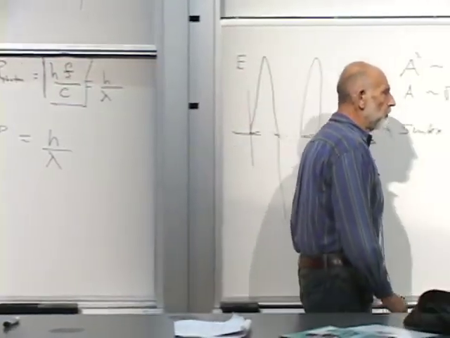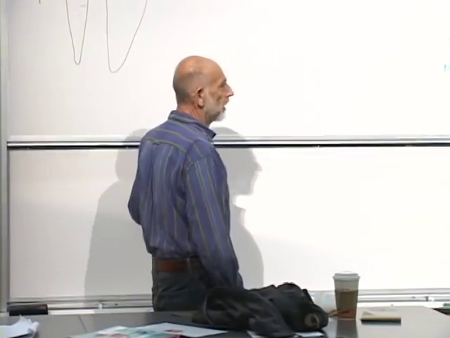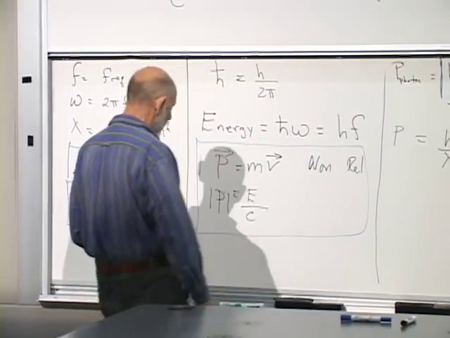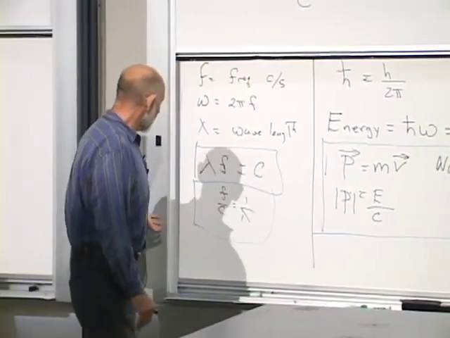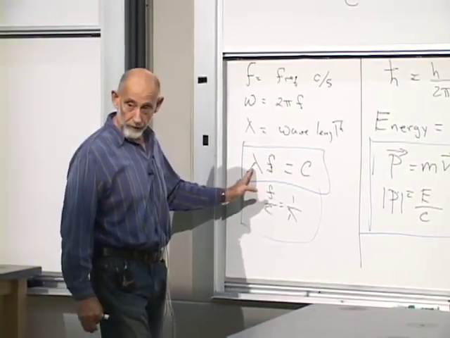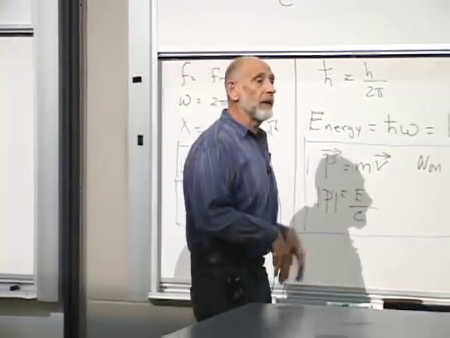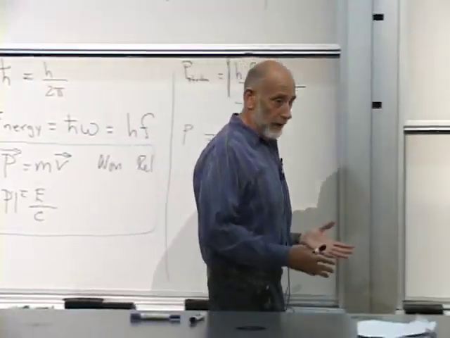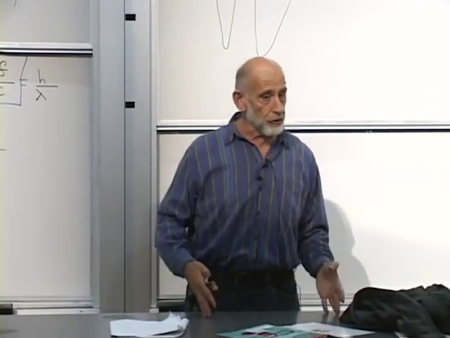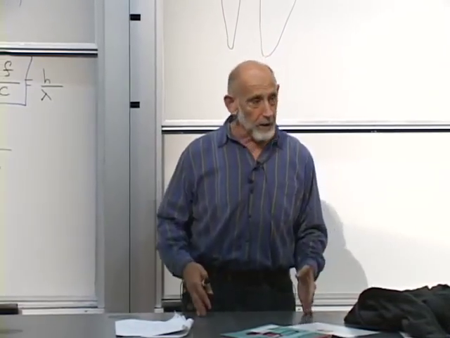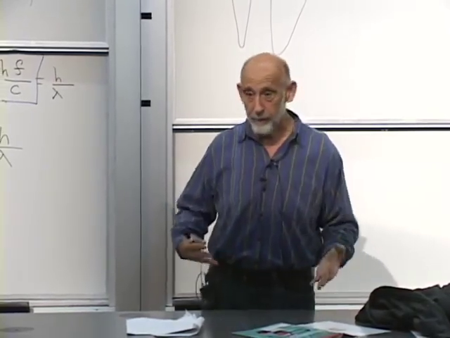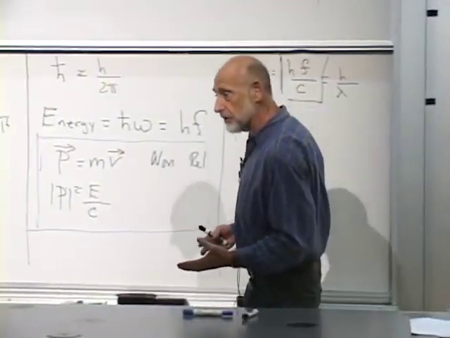Okay, let's use these facts now. Here's the relationship for a photon between frequency and wavelength. And as I said, it's not very general. What about a slowly moving electron or a slowly moving nucleus, or for that matter, a slowly moving bowling ball? What's the relationship between frequency and wavelength? Can we figure it out?